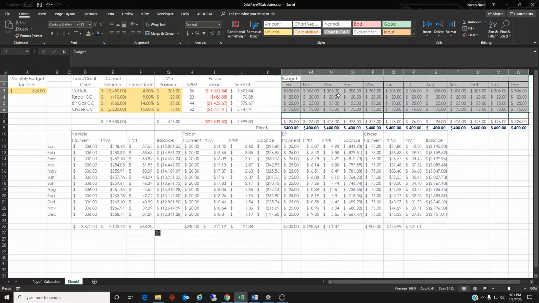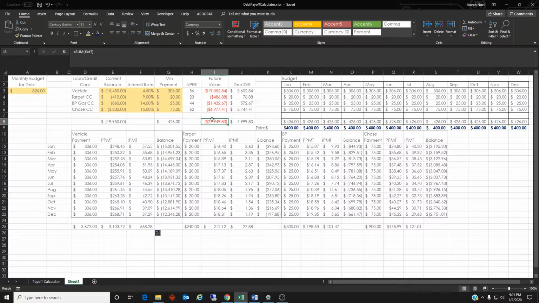You can see that I'm paying $426 a month just making the minimum payment. So now I want to talk about future value. If I just continue to do this, I'm actually paying about $8,000 more for these 4 debts over the life of the loans than my present value of the debt is. That's $8,000 I'm throwing away over the next 5 years if I just pay the minimum payment on this.